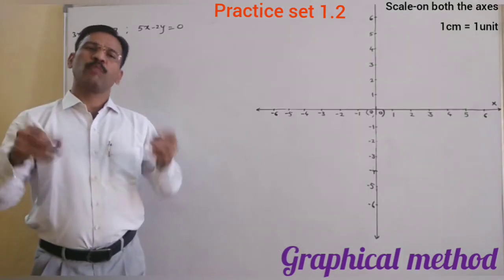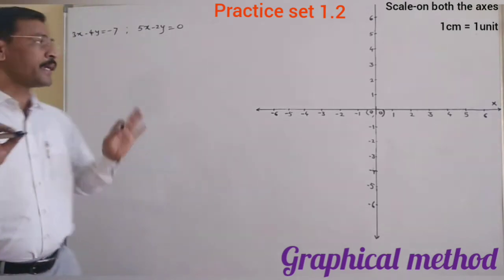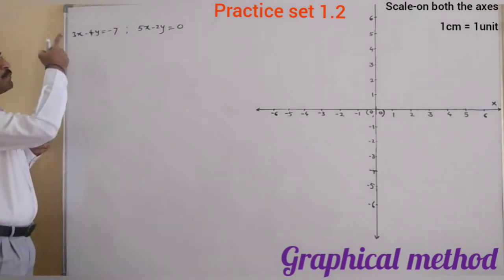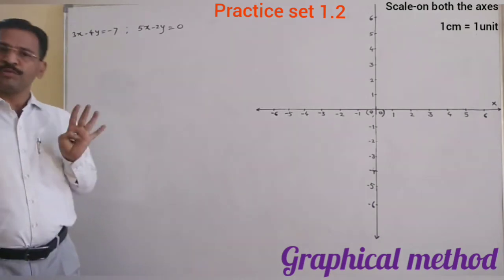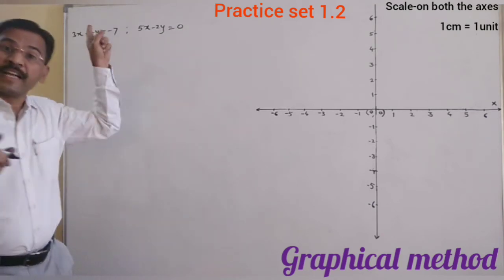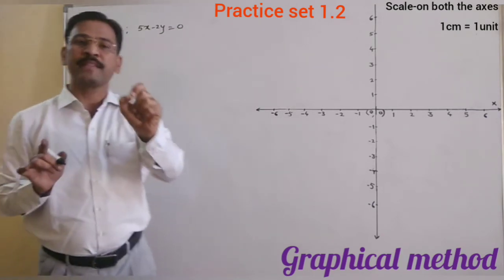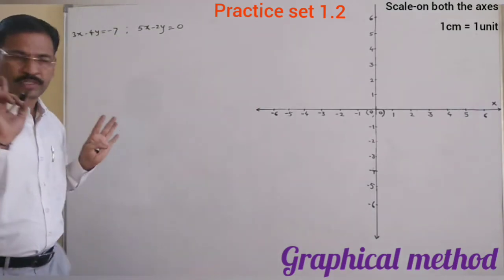See friends, one more example we take here from the practice set. See here, that is a very important one. 3x minus 4y equal to -7 and 5x minus 2y equal to 0. Again, see here, this is 0. Means tell me what? The graph of this equation must pass through the origin. Okay, like in the previous sum you studied already.